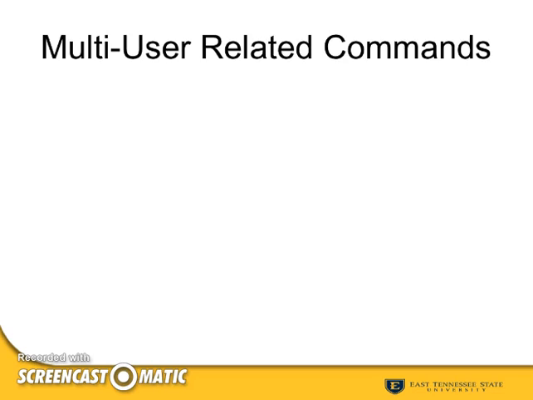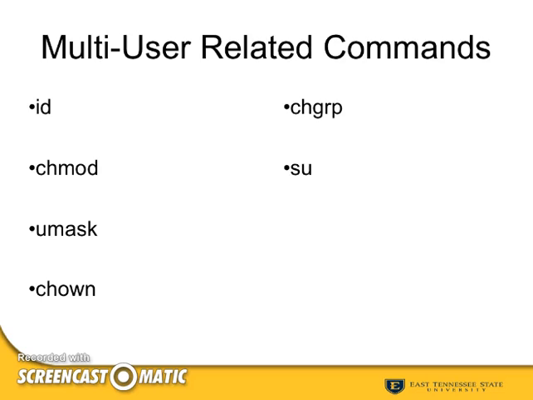There are several commands that are associated with the multi-user system. The id command displays the user identity. The chmod command changes a file's permissions/mode. We'll talk about this more in a later video. Umask sets the default file permission. Chown changes a file's owner. chgrp changes a file's group ownership.